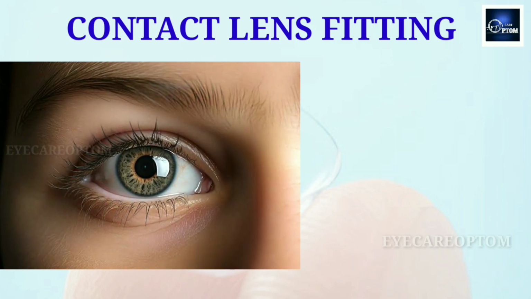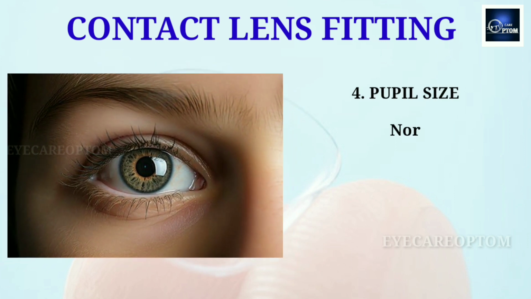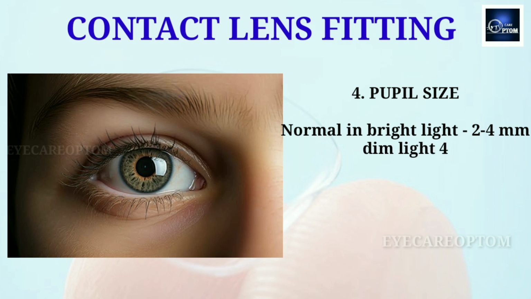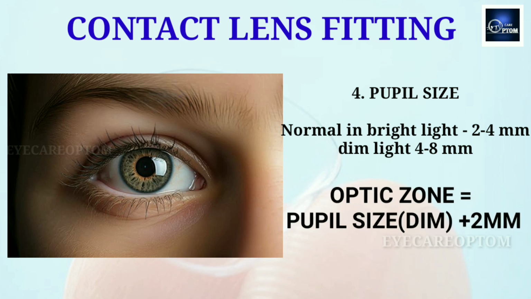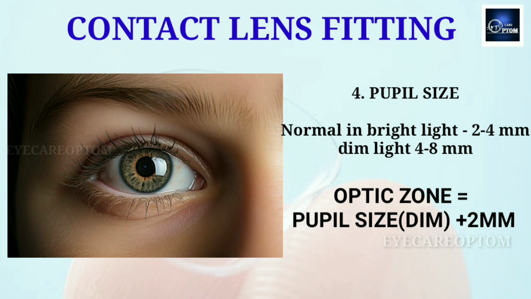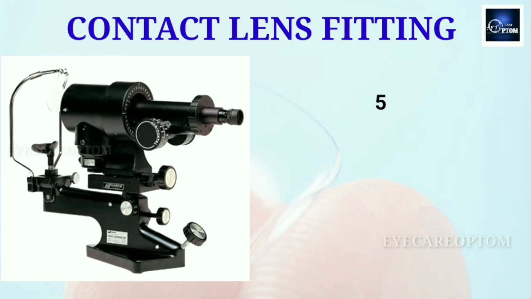Fourth one is pupil size. Normal pupil size in bright light is 2 to 4 mm. In dim light, it is 4 to 8 mm. This pupil size is important to identify the optic zone in contact lenses, and it should be checked in dim room illumination. Optic zone will be calculated as the pupil size in dim light plus 2 mm added to that.